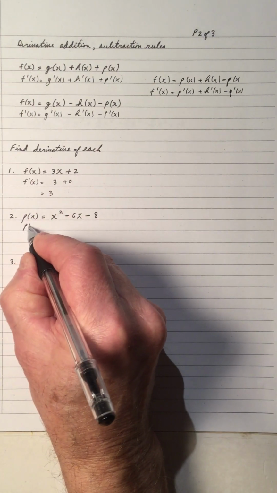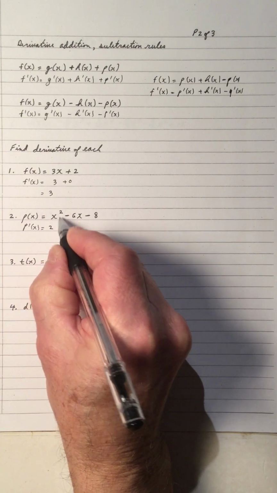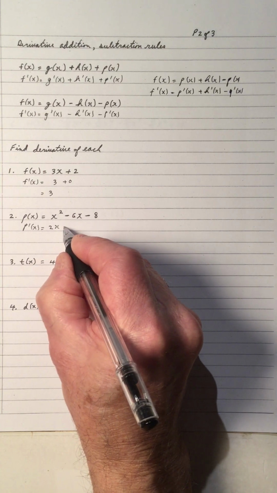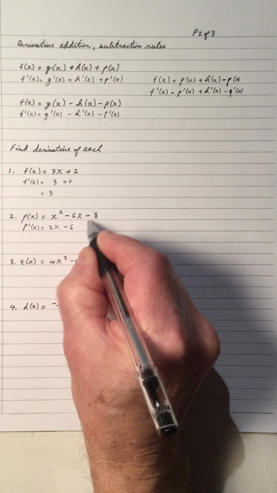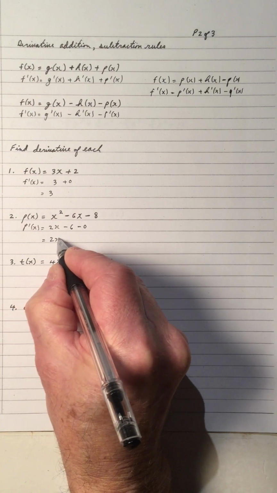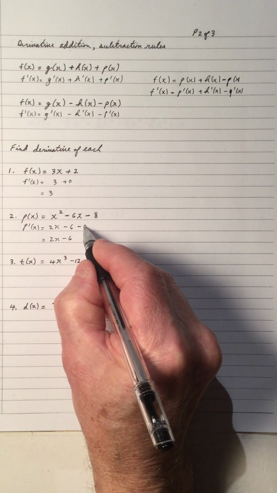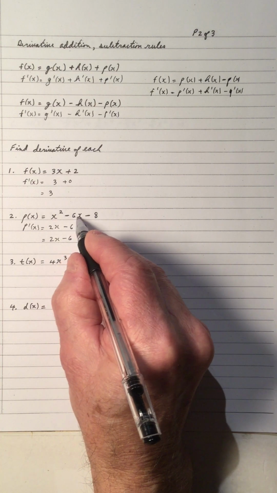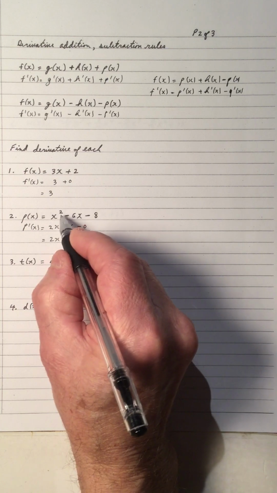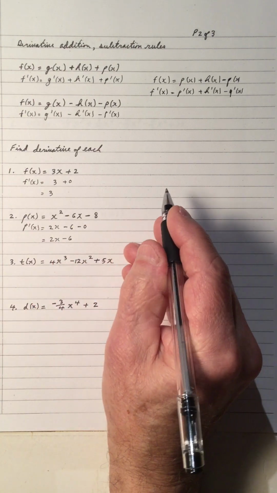And the derivative of p of x, quadratic: the 2 goes in front, and that decreases by 1. That's a linear, so that's just negative 6. That's a constant, so that's a 0. So that becomes 2x minus 6. Again, constant, the derivative slope is 0. Linear, you just have the 6, subtraction, negative. And quadratic, the 2 goes in front, that decreases by 1.